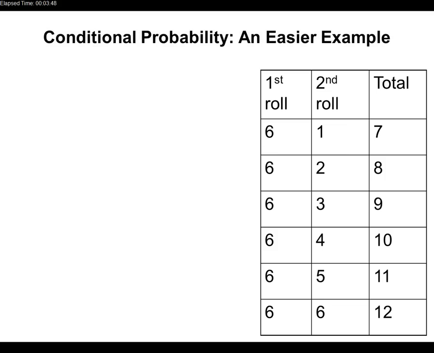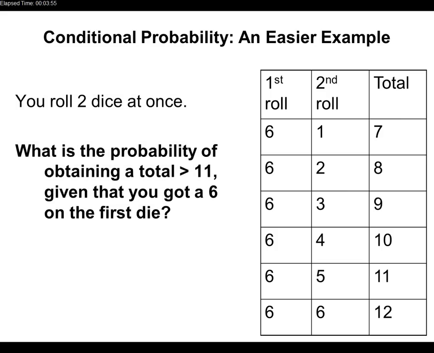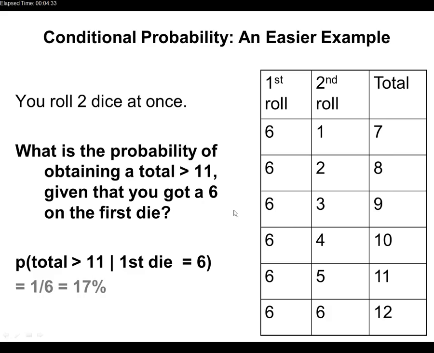Here's an easier example. Let's say we roll 2 dice at once. What's the probability of obtaining a total greater than 11, given that you got a 6 on the first roll? All right, and here are the combinations that you could get. So P(total greater than 11, given that the first die equals 6). If the first roll was 6, these are the combinations that you could get on the second roll. You could have 6 different ones. So here they are, and here are the numbers. So 1 divided by 6 equals 17%.